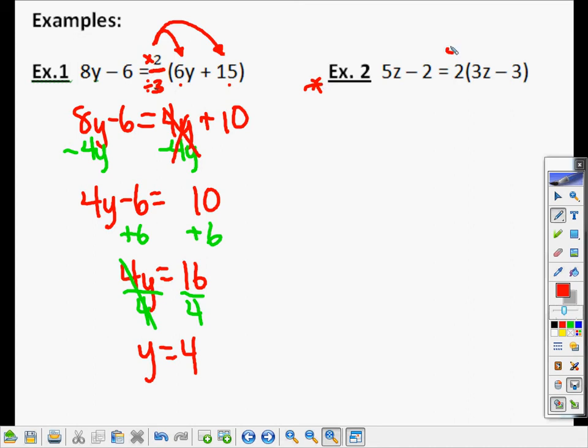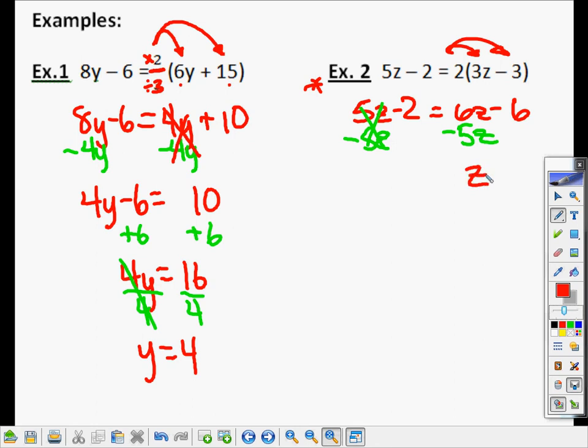I'm going to go through and quickly show the results of what you should have got. You should get 6z minus 6 is equal to 5z minus 2. From here, I would probably end up subtracting 5z from both sides. By subtracting 5z from both sides, that allows me to keep a positive coefficient, or positive value, with the z.